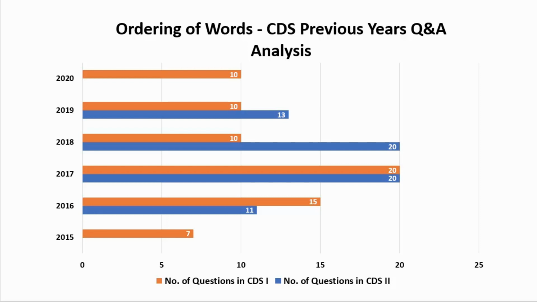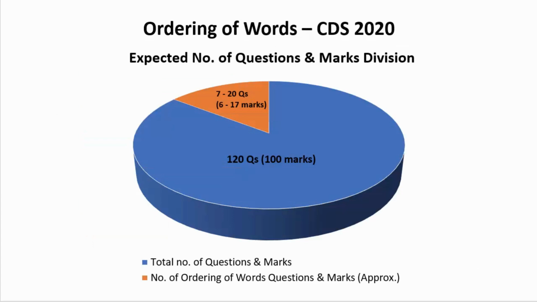Moving on to ordering of words and sentences. For ordering of words in 2020, only 10 questions came for CDS 1, and more or less the number is the same. As you can see, in 2018 also 20 questions came for CDS 2. Both in CDS 1 and 2 in 2017, 20 questions came, but the least number of questions that came was in 2015 CDS 1. Only 7 questions came, right? So obviously you can now understand that the number of expected questions from the ordering of words topic will vary from 7 to 20 questions, which will carry about 6 to 17 marks for you.